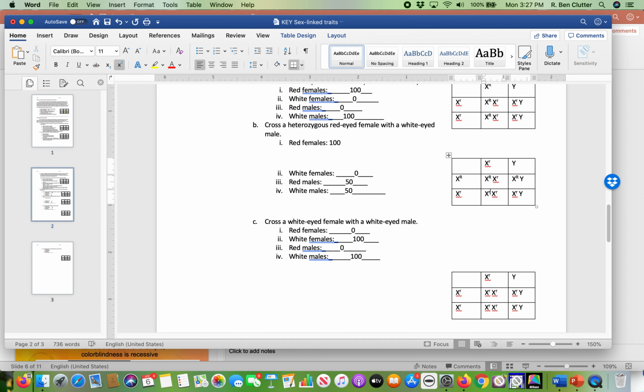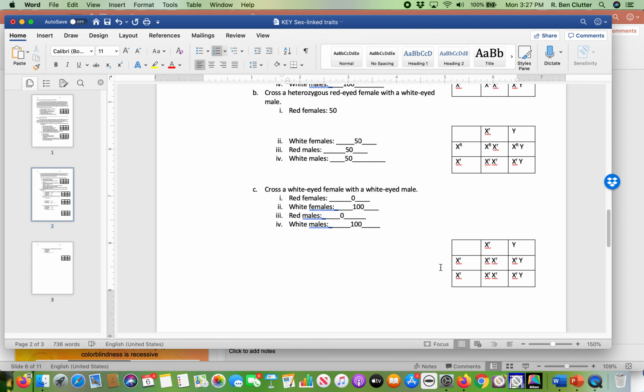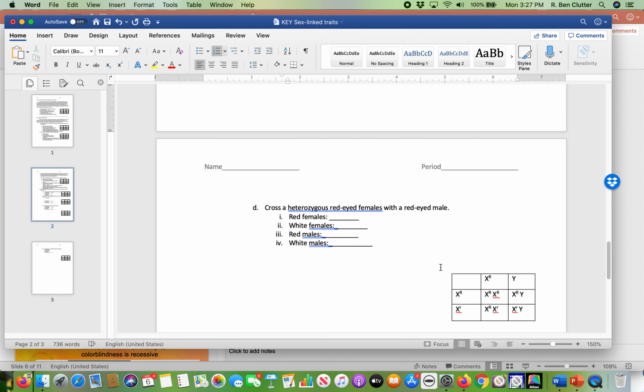All right, so let's just have this. Okay, so look at here. This one I got to fix. Letter B I got to fix here. So red-eyed females are 50%. White-eyed females are going to be 50%. So red-eyed female, white-eyed female. Notice that this red-eyed female is also a carrier. Red-eyed males are 50%. White-eyed males are 50%. Letter C was correct. I did do that one correct.